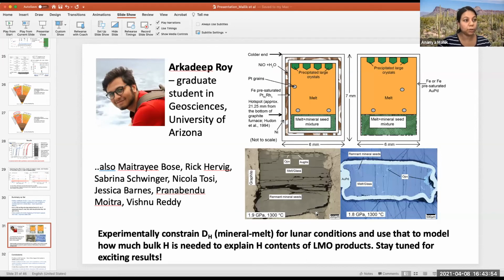Once the partition coefficients are there from the experiments, we can use them to model how much bulk water is needed to explain the hydrogen contents of the lunar magma ocean products. So do stay tuned for more exciting results. And of course, I want to acknowledge my collaborators in this forthcoming, very exciting project. I would highlight Jess Barnes from LPL and Vishnu Reddy from LPL, and also Pranavendu is a part of it.